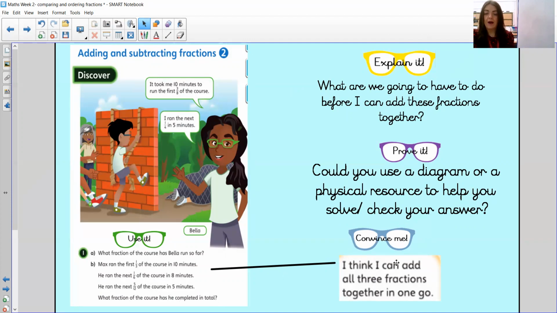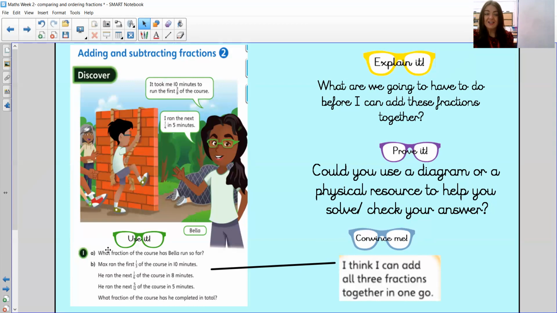But I also want you to think about, right, convince me, can I add all three of these fractions together in one go? Okay, can I do that? Or is there another way that I might do it? Or am I not allowed to do that? Okay, so once you've had a go at those two questions with your prove it, come on back to see how you got on. I've not even read the question, have I?